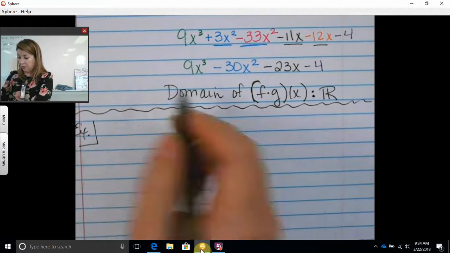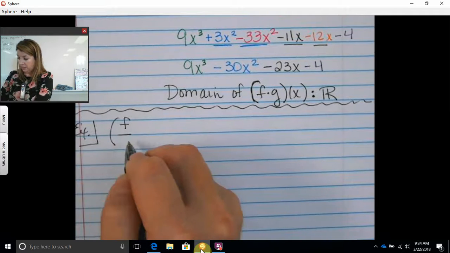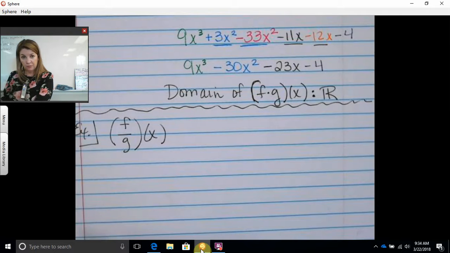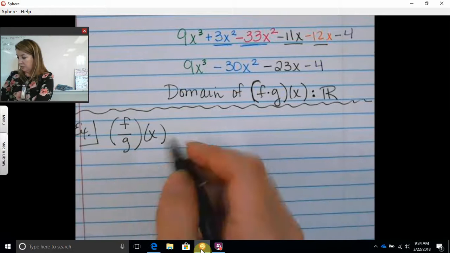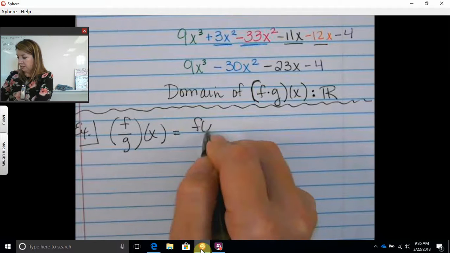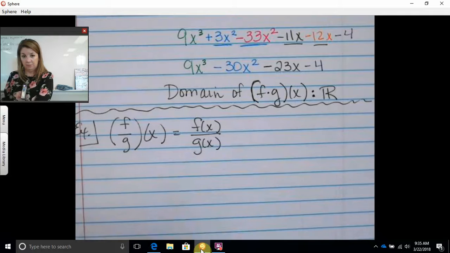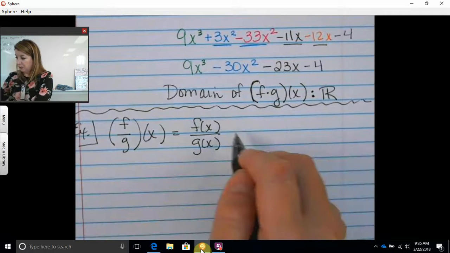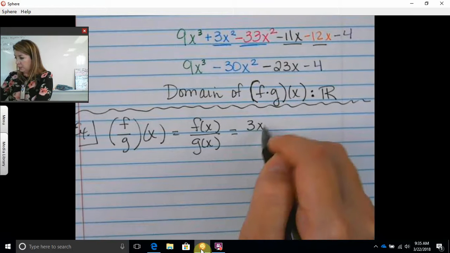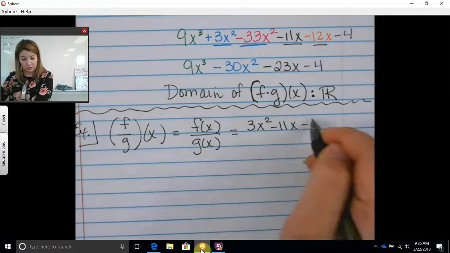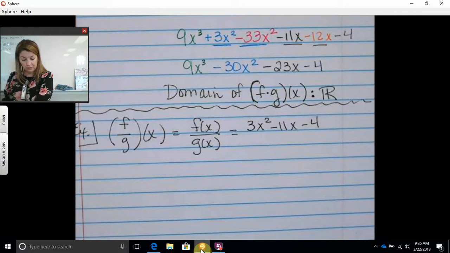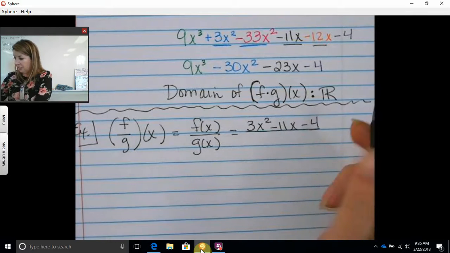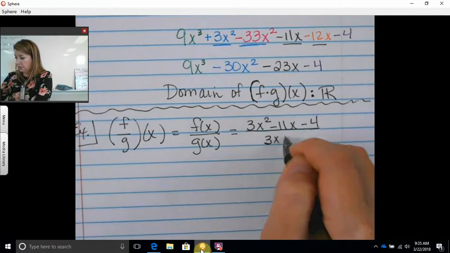All right, in this example, we are taking function f and dividing by function g. So you may see it written like this, but we know that means f of x divided by g of x. Function f is in my numerator. It is 3x squared minus 11x minus 4, divided by function g, which is 3x plus 1.